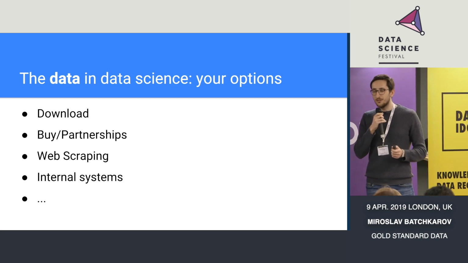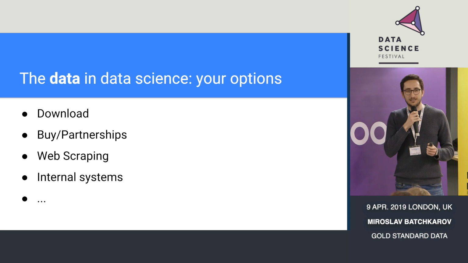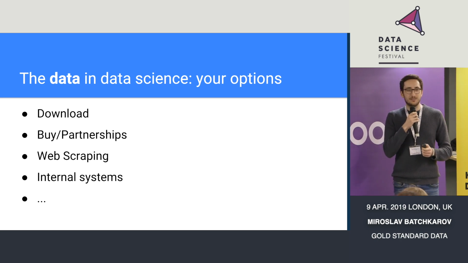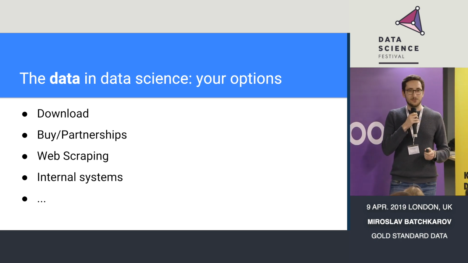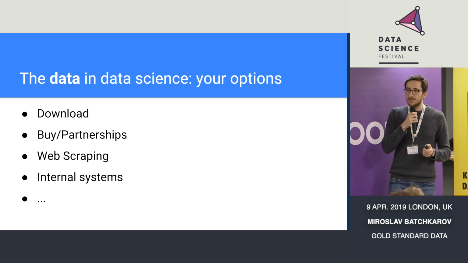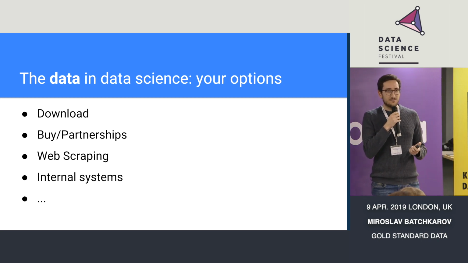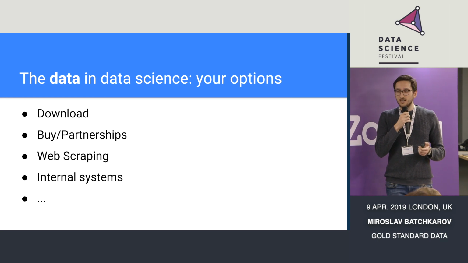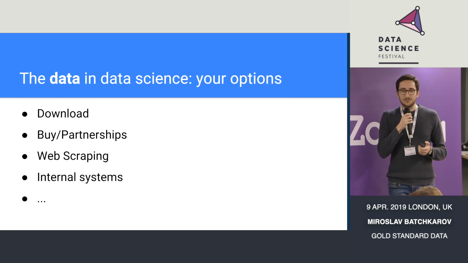You can go and try and download something online. Now, in the NLP community, everyone loves the Penn Treebank. That's been around for 25 years. Pretty much anything NLP related, you go download the Penn Treebank and it's essentially free. If you can't do that, which is very, very often the case, you have to try and buy something or just strike a partnership with a company who has the data. And that's a really tough one.